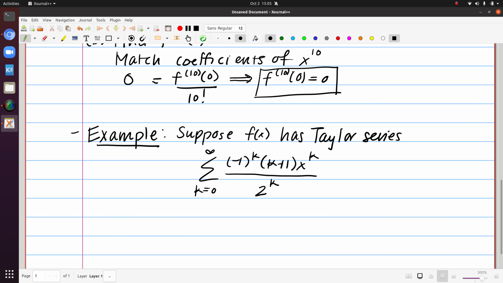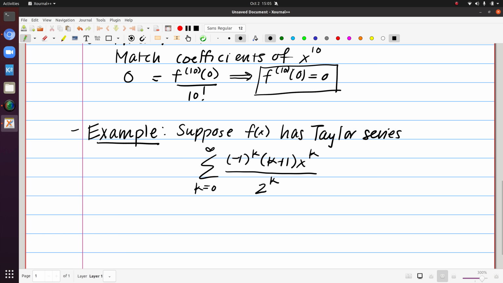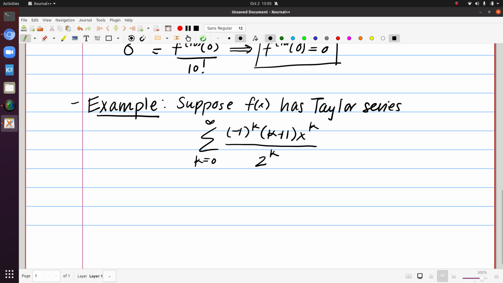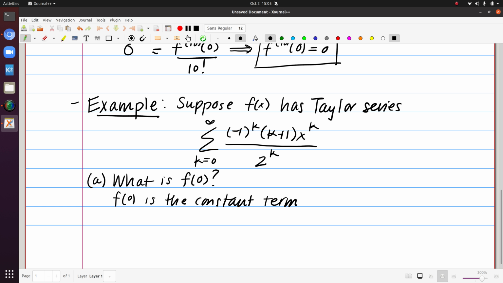So I don't know what f of x is, and I don't need to know what f of x is in order to answer the following questions. So first of all, we could answer the question, what is f of 0? So what we want to consider is that f of 0 is the constant term. So it shouldn't have any x attached to it.